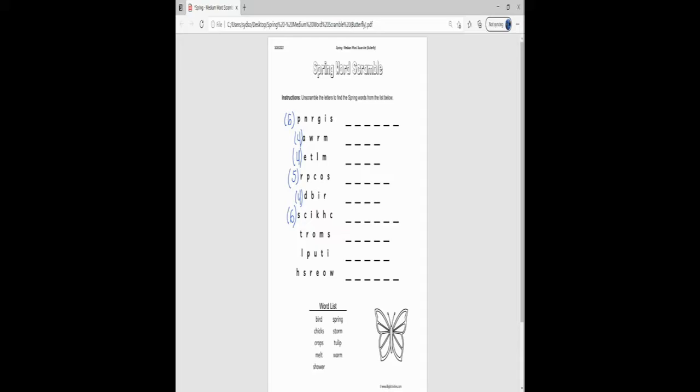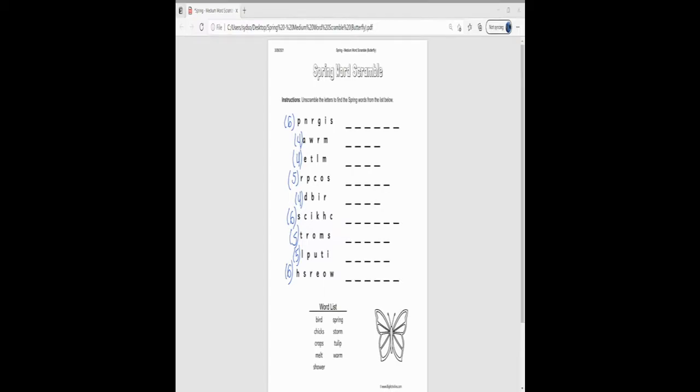How many letters is that? Very good. For our friends that said 5, you're right. There are 5 letters. The next one also has 5. And the very last word has 6. Awesome job, guys.